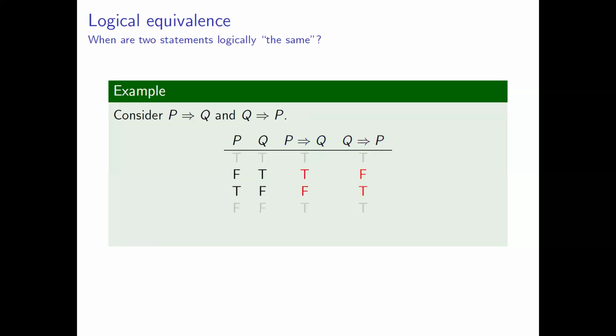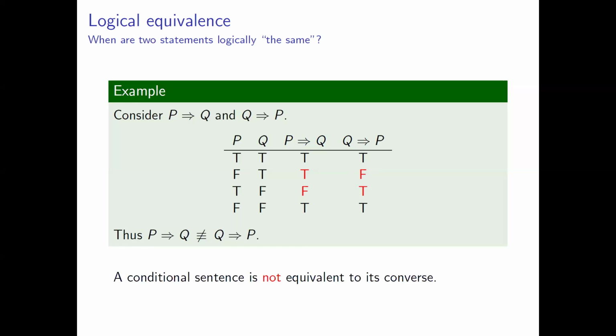We see that the truth values of P implies Q and Q implies P differ in the second and third rows. That is, when P is true and Q is false, and when P is false and Q is true, the statements P implies Q and Q implies P have different truth values. Thus, the propositional forms P implies Q and Q implies P are not logically equivalent. In other words, a conditional sentence is not logically equivalent to its converse.